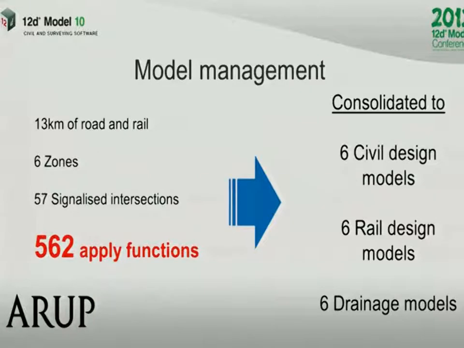Okay, model management. This is just to try and reinforce that message that it was a large project. It was a 13-kilometre rail and road project, split into 6 zones. We had 60 signalised intersections, and from the 12D perspective, we had about 600 apply functions. From this, we've managed to squeeze those elements into 6 civil design models, 6 rail design models, and 6 drainage models. So it was really compressed and easy to manage.